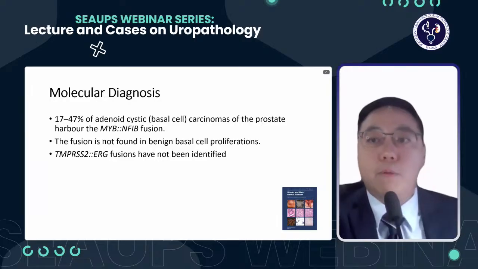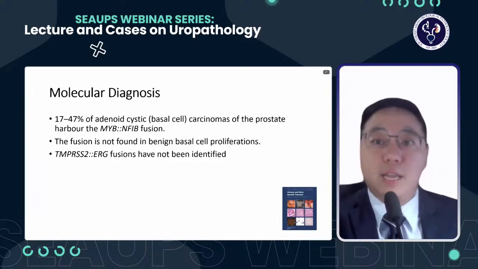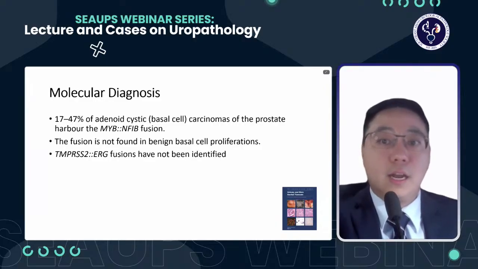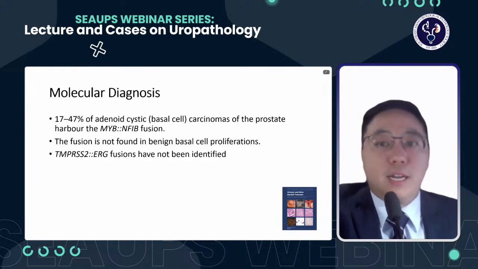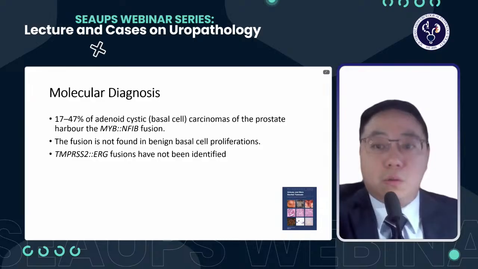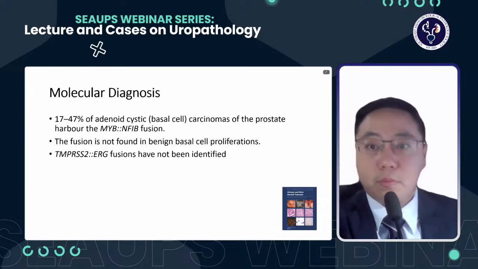Molecular testing can help confirm the diagnosis in some difficult cases. About 17 to 47% of adenoid cystic carcinomas of the prostate show a MYB-NFIB gene fusion, like in the salivary gland and the lung as well. This fusion is not found in benign basal cell hyperplasia. Also, TMPRSS2-ERG fusion gene, which is common in typical prostate cancer, is not seen in this entity.